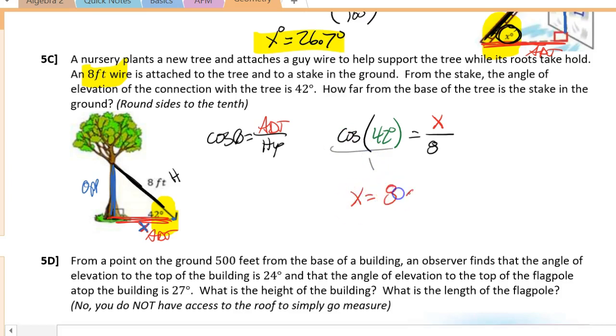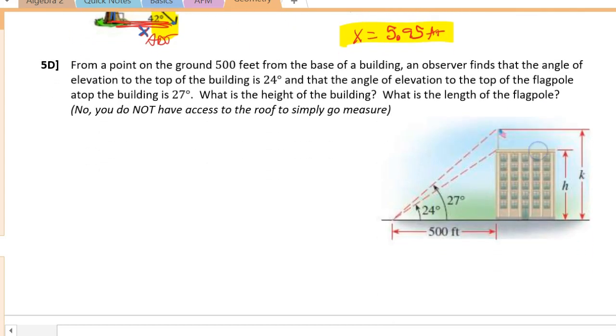X is 8 times the cosine of 42 degrees. X is already by itself. X times 1 is x. So therefore, I can plug this into my calculator, giving me 5.95 feet. Last problem. This is an application problem that's a little bit more advanced.